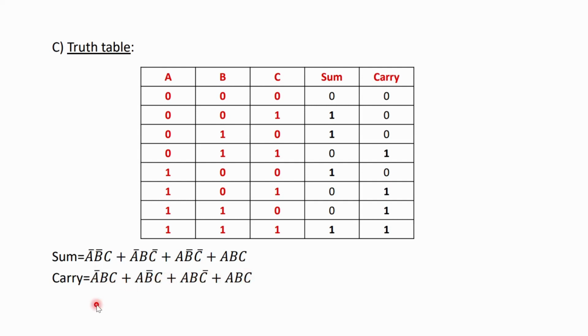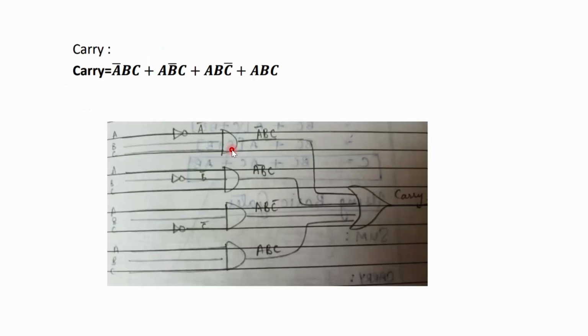We can simplify these expressions because the number of gates which we require for these two expressions is more. So the circuit will be complex. So we can simplify it and we can get the sum and carry expressions. So output expression for sum and carry. And this is a diagram if we use the non-simplified expressions for sum and carry, by using basic gates.